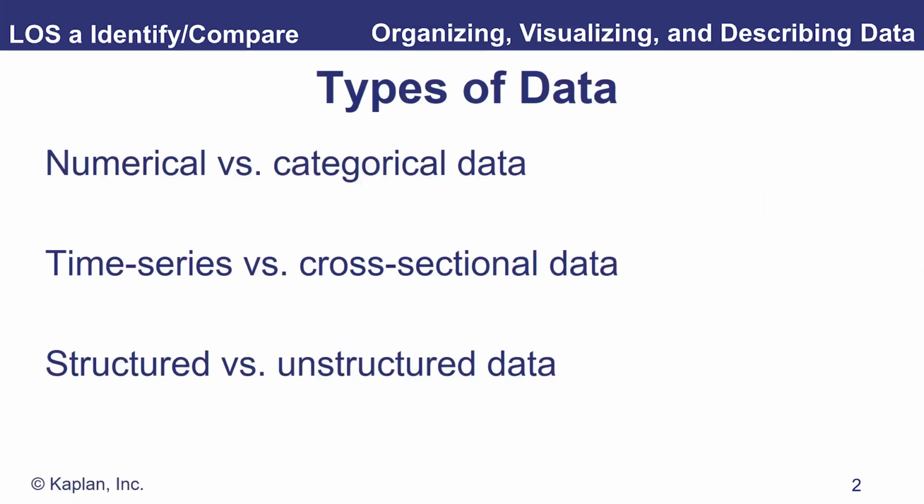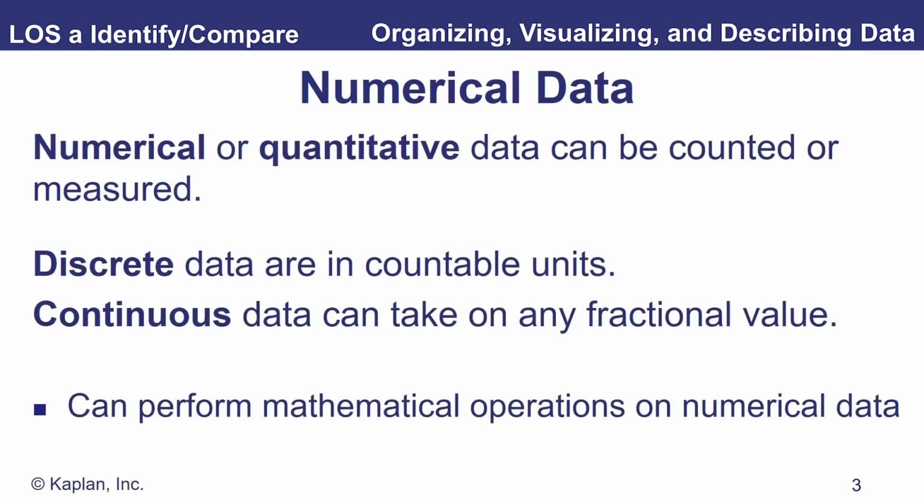So let's turn our attention to our first learning outcome. And our first learning outcome asks us to identify and compare different types of data. The different types we've got are numerical versus categorical, time series versus cross-sectional, structured versus unstructured. So what we need to know here is the definition of each type of data and the differences between each type of data. So let's start off with our numerical data.